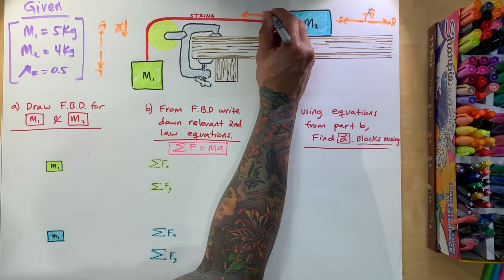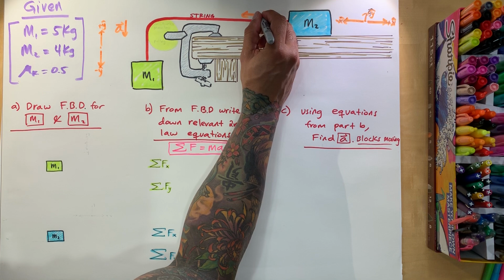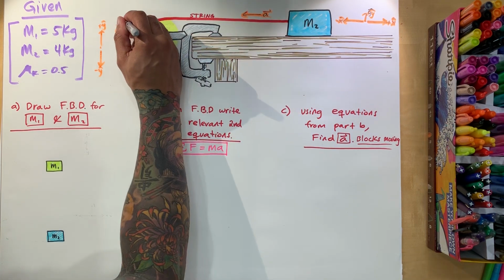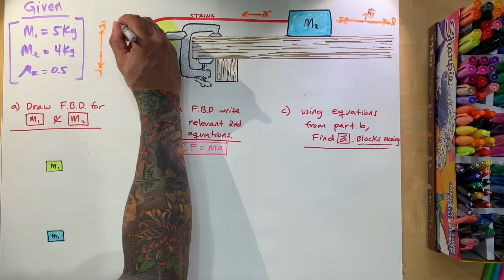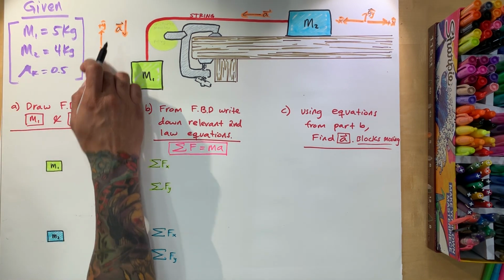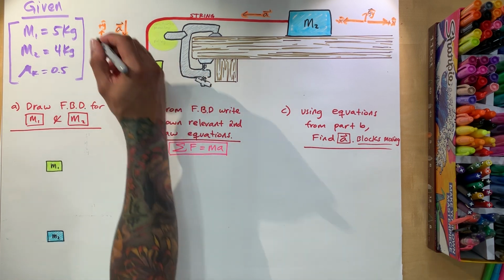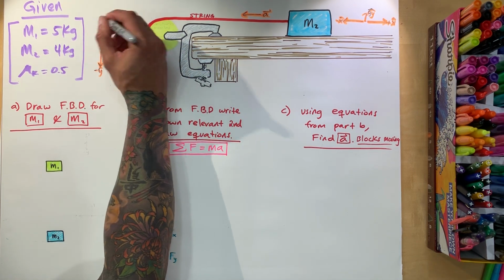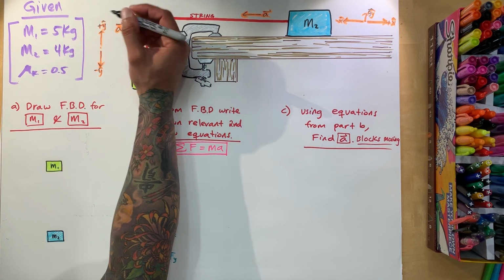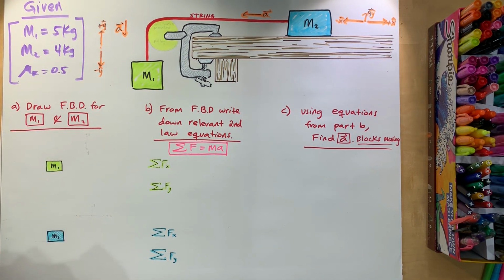So acceleration, which is a vector, is going this way. Going down is negative, so we have negative y hat going down. This is terrible. I should not have done this. I should have waited. I just messed up that mark.